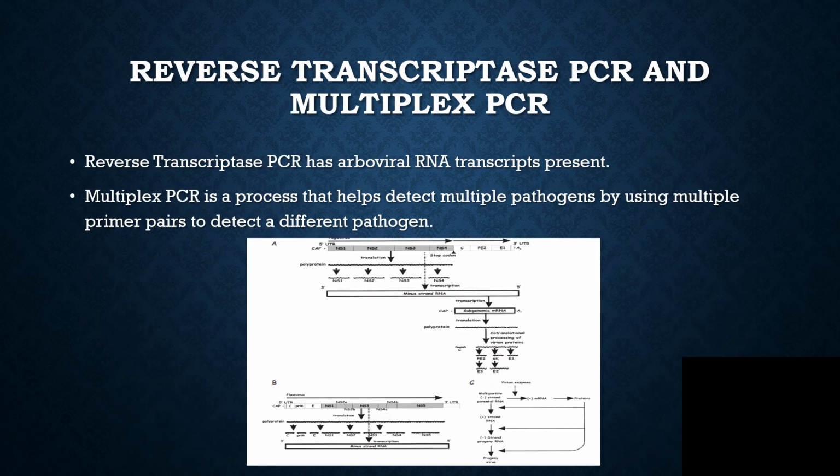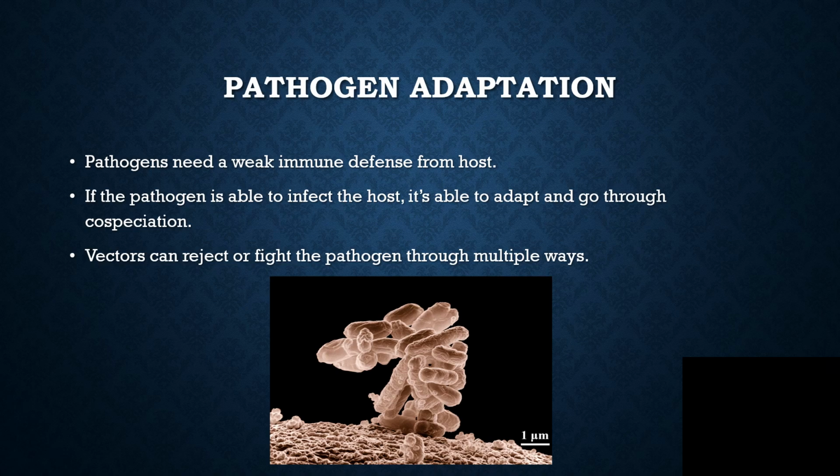Okay. Now, the reverse transcriptase PCR and multiplex PCR. In reverse transcriptase PCR, they have arboviral RNA transcripts present, whereas multiplex PCR is a process that helps detect multiple pathogens by using multiple primer pairs to detect a different pathogen. Okay, let's go and continue.